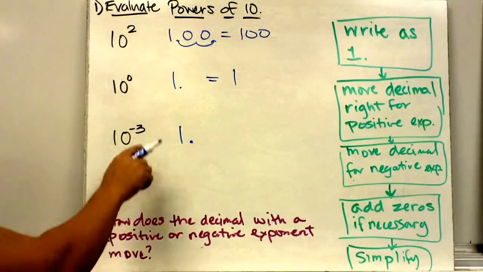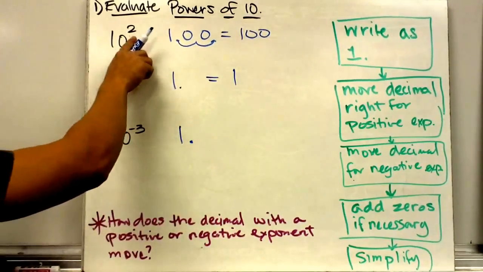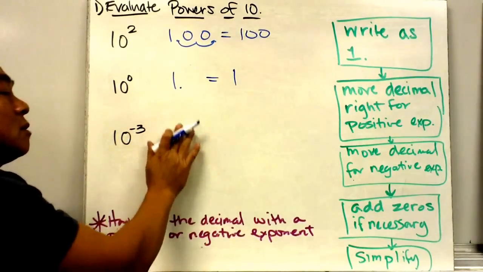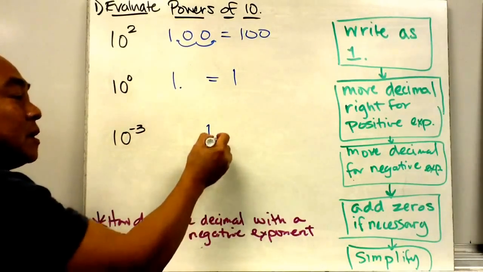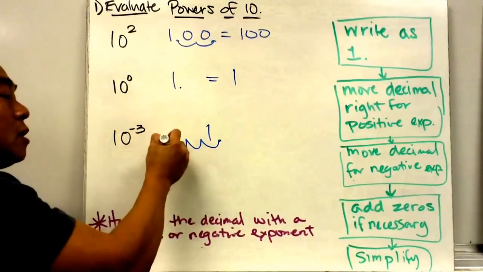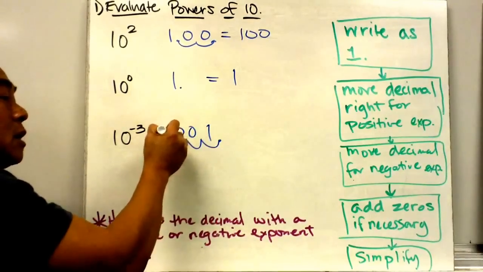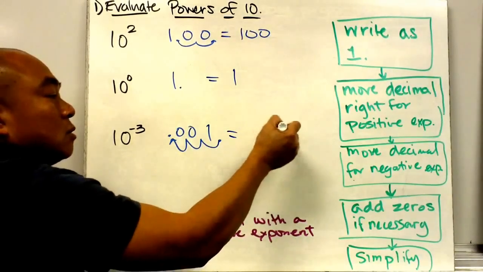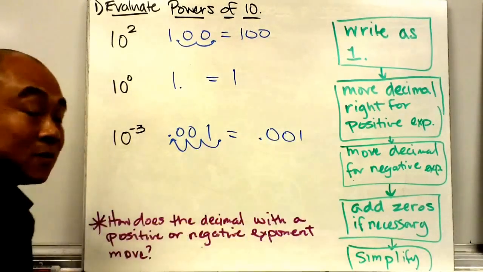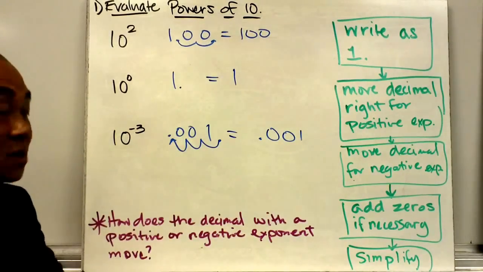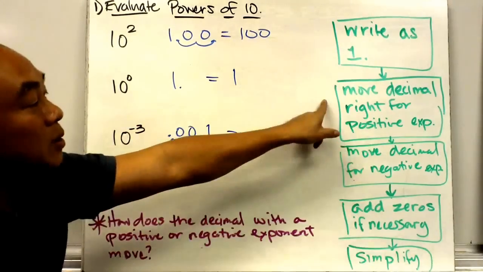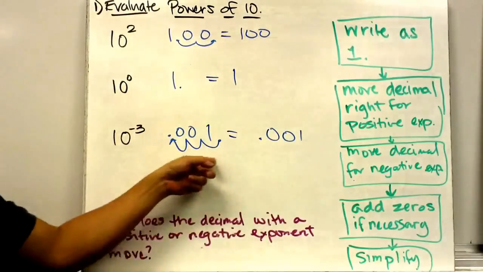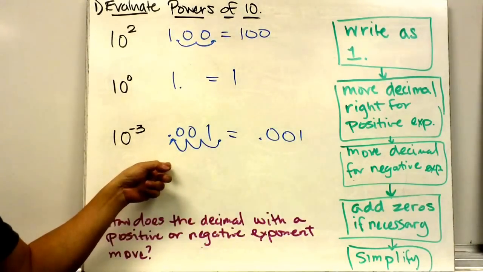But if you look at it, I now have negative 3. Now this one was positive 2, so I moved 2 places over. I'm going to take this and move it over 3 times to the left. So let's give it some space. 1, 2, 3. So I'm going to put zeros in here, and there's my decimal here. When I rewrite it, it's going to be 0.001, or 1/1000. Okay? So that's the reason why we're writing it as 1, and we're going to move the decimal right for a positive exponent, and left for a negative exponent.